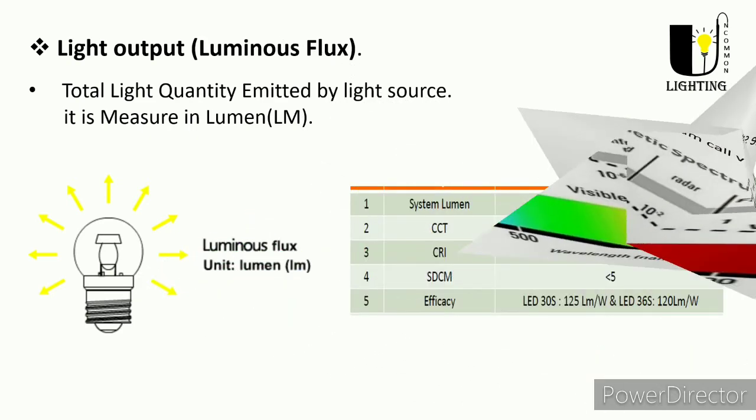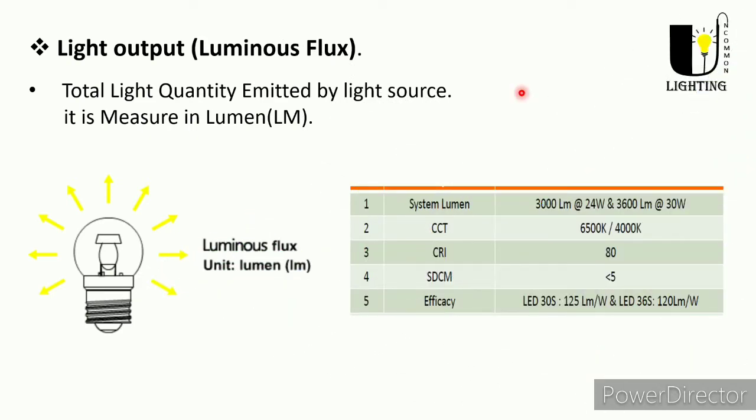The second part is light output. In general terms, if you are an illumination student, you have probably come across the word luminous flux. Luminous flux is also known as light output in layman's language. The light output is generally known as the total light quantity emitted by a source. Suppose, for example, there's one lamp. The lamp is throwing some amount of lumens. That particular amount of lumens is called the light output.